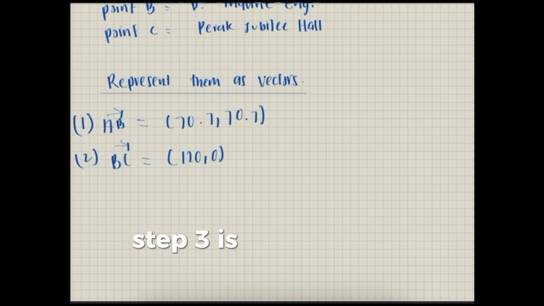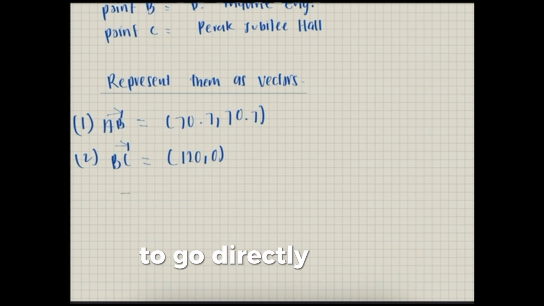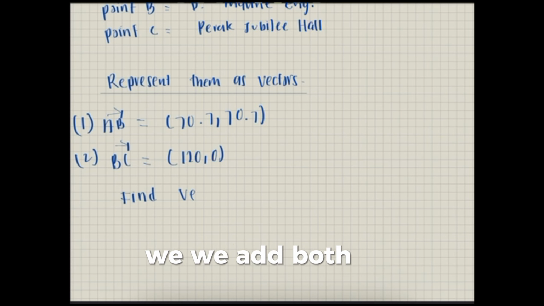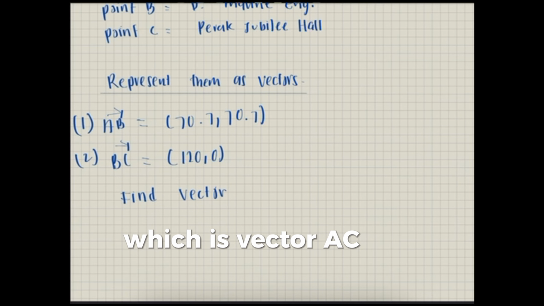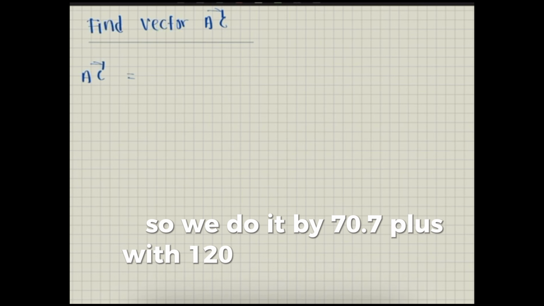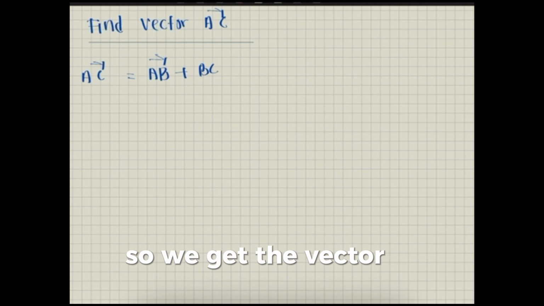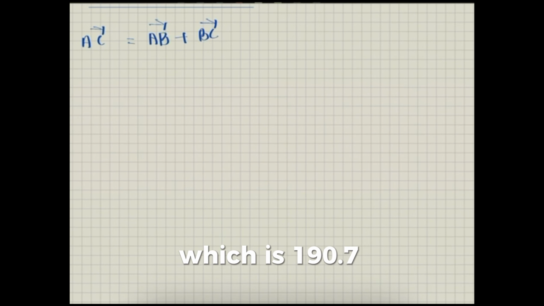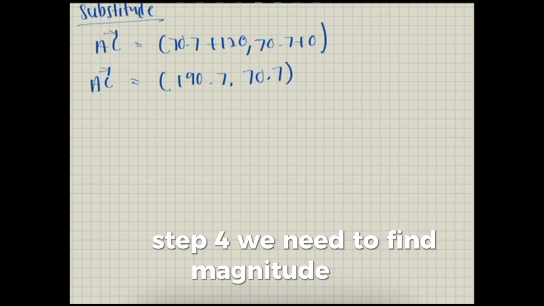Step 3 is to find vector AC. To go directly from A to C, we add both vectors, which is vector AC equal to vector AB plus vector BC. To find vector AC, we substitute the values. So we do 70.7 plus 120 and 70.7 plus 0. So we get the vector for AC, which is 190.7, 70.7.